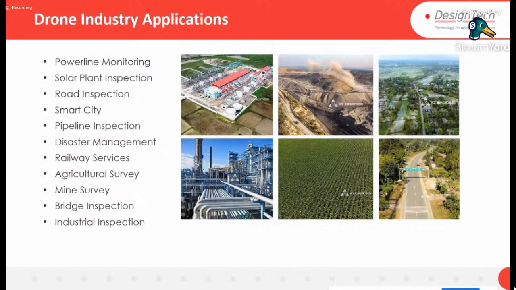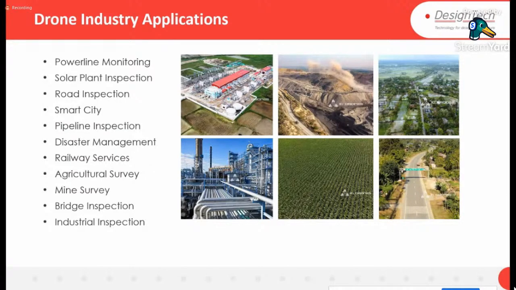It is used for monitoring of power lines. It is used for inspection of solar plants. It is used for road inspection. So let's take, for example, if I'm in Koramangala, which is one of the most important towns inside Bangalore, but has one of the worst road conditions. And if I want to do a road inspection, and if I want to find out where are the different places where the road is having an issue, before I get onto my work, instead of doing a physical survey, I can actually send a drone to do that survey.